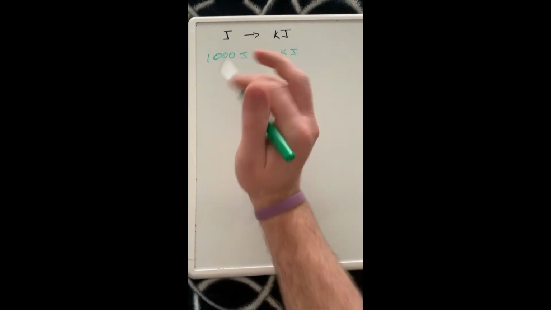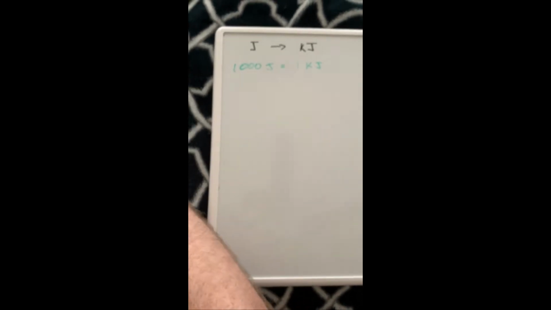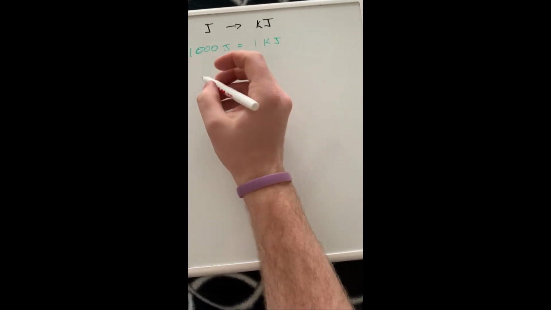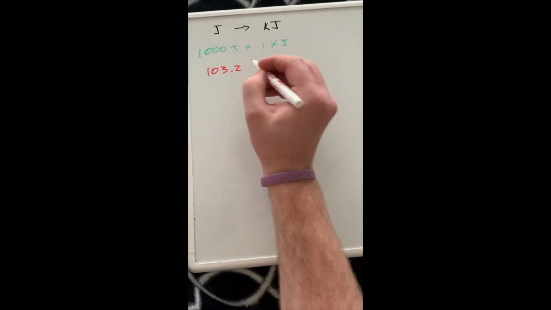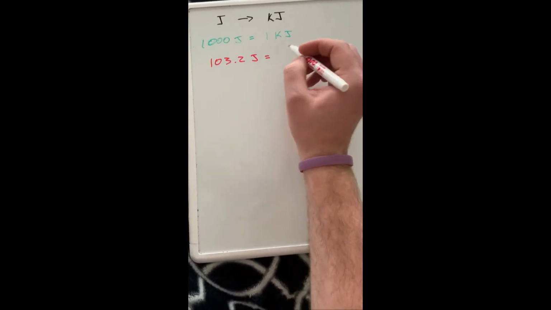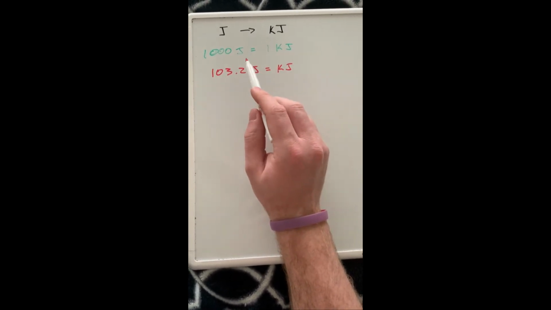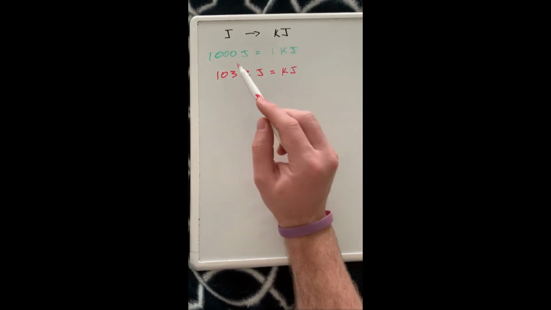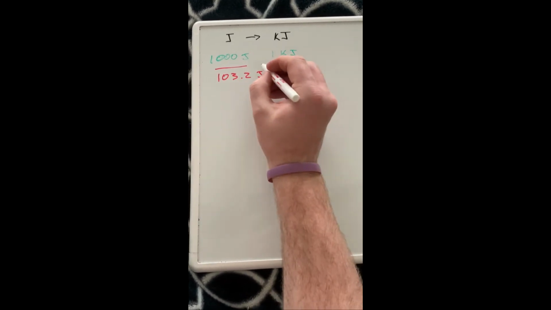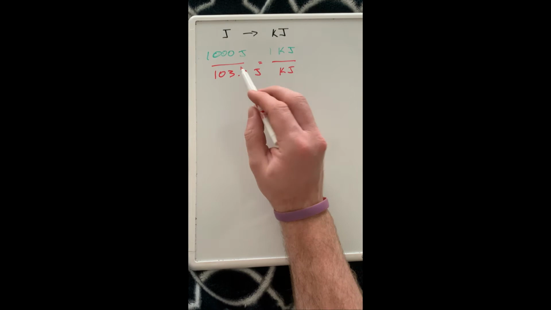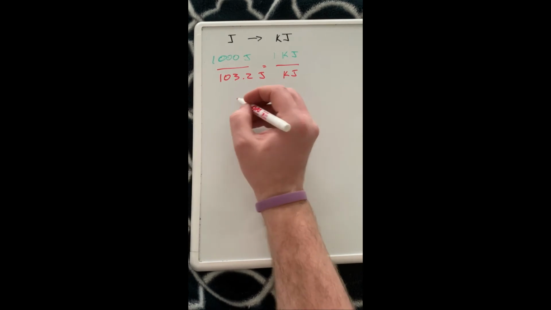So the example we're going to go through today, we're going to be converting 103.2 joules into kilojoules. Now, hopefully you can see right here already we've got kind of a proportion set up. So if I erase these here, I can write in my proportion. And now we can just cross multiply. So I'm going to do 1,000 times 1, which is 1,000.